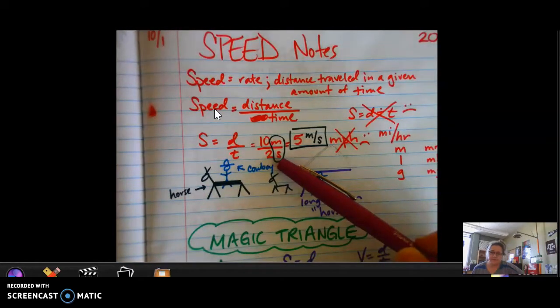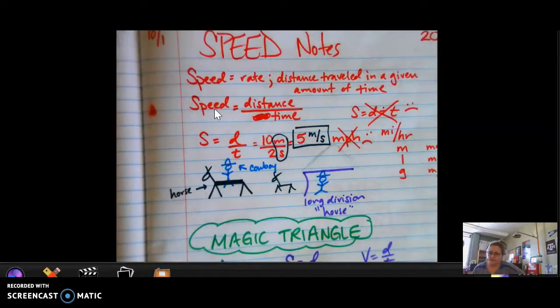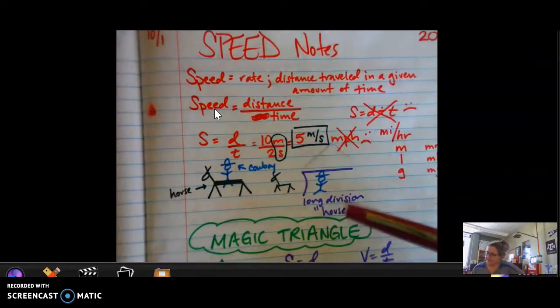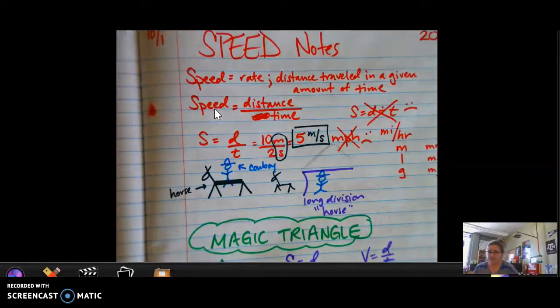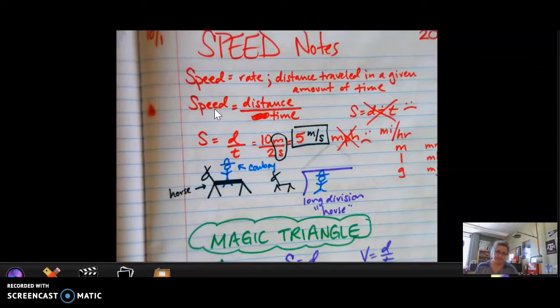10 divided by 2 is not hard math. I repeat, it's just to make you focus on the formula. So I know it's 5, but 5 by itself is not the answer. It's 5 meters per second. I didn't have to go back and reread a word problem or get confused about what was going on. All I had to do was look right here at how I set up the problem. Okay?